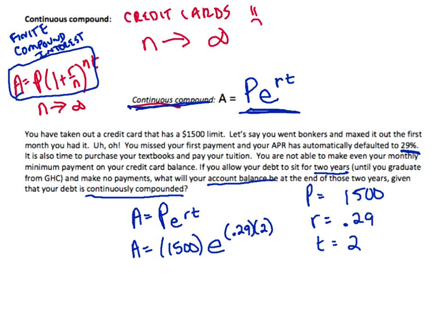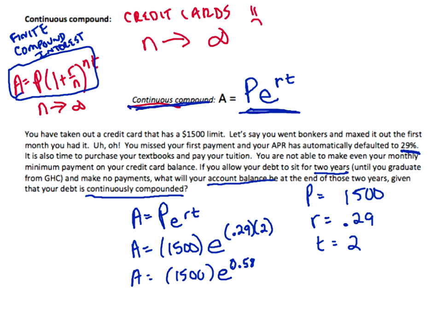Okay, so 0.29 times 2 is 0.58. So I'm just going to simplify this so I can put it in my little scientific calculator here. e raised to the 0.58, and then I'm going to multiply that by 1,500.